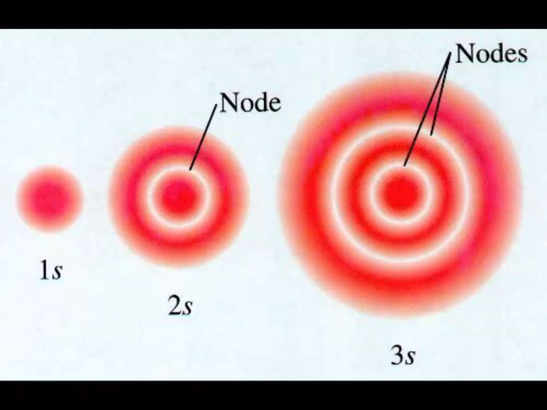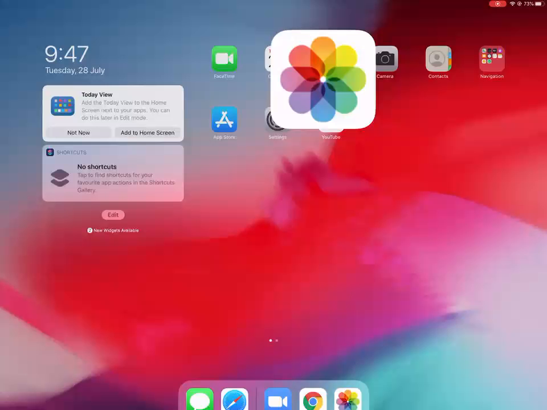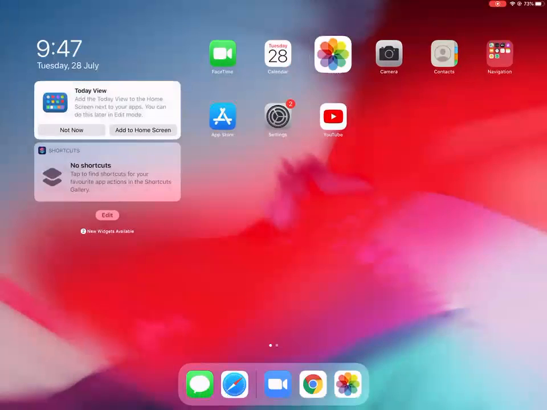There are 2 kinds of nodes. These are all the radial nodes. There is a radial node, and then there is an angular node. Those will not come up in s. They will come up in the other orbitals.